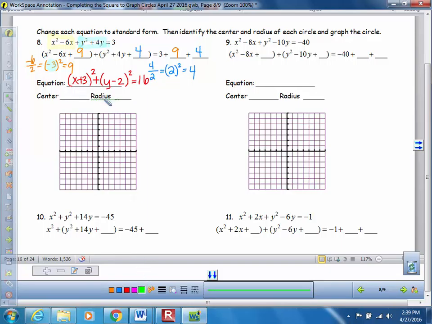Now, my center, you can think of it 2 ways. Before we said it's the opposite of what's in the parentheses. That's the way you learned it a couple days ago. Or you can just look at what we got when we divided b by 2. So -3 and 2 would be our center. Then, if 16 is our radius squared, how would we find our radius? You take the square root. So the square root of 16 is 4.